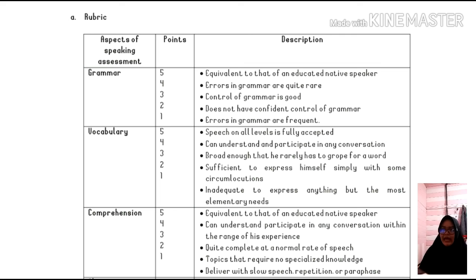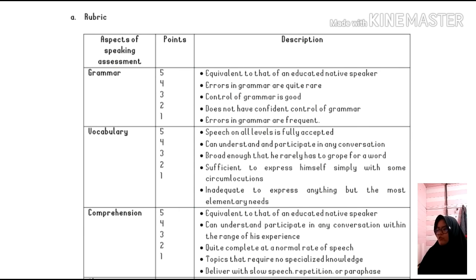So the 2nd, I talk about the vocabulary. Here, for the points, it's the same. So the description: speech on all levels is fully accepted, can understand and participate in any conversation, broad enough that he rarely has to grope for a word, so sufficient to express himself simply with some circumlocutions. And then inadequate to express anything but the most elementary needs.